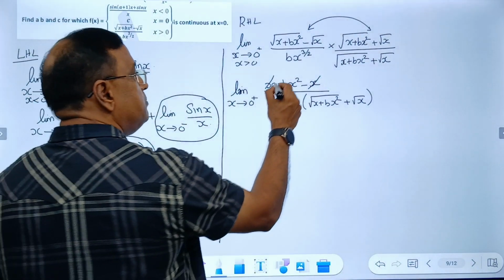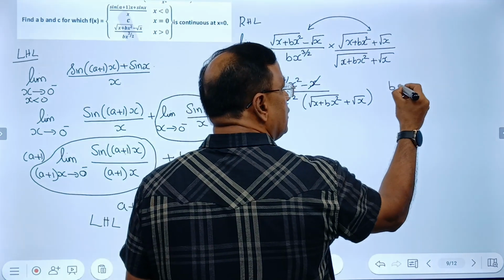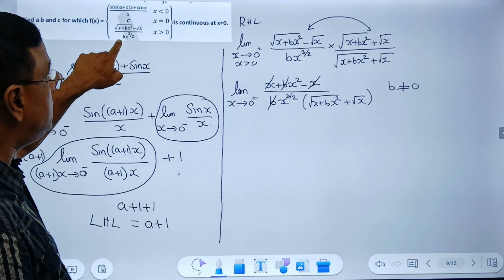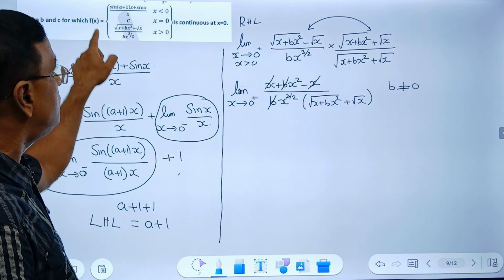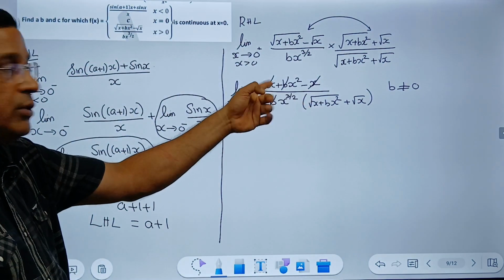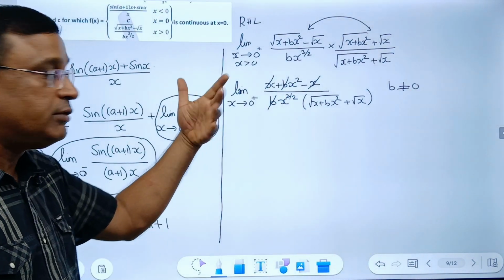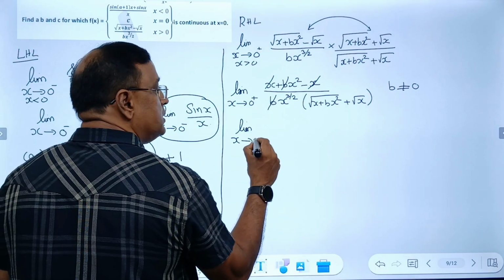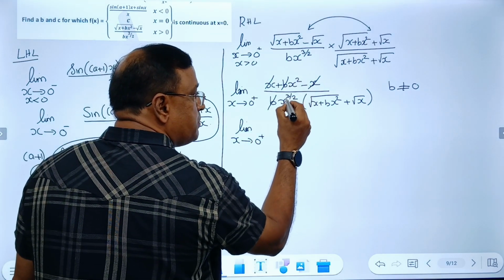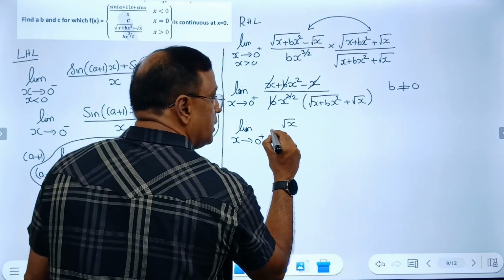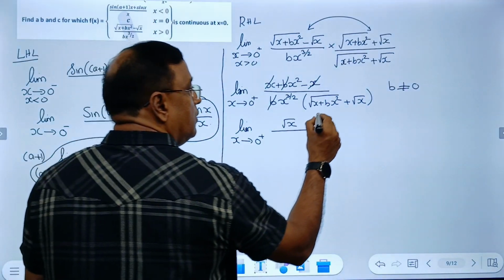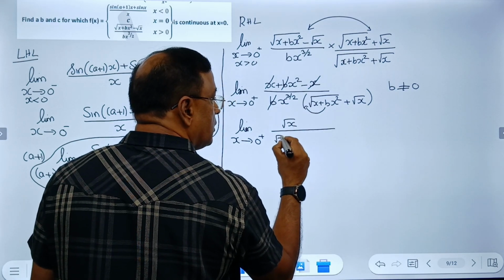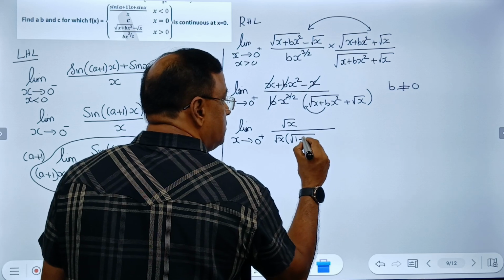Now I am going to cancel b. That means definitely I know b cannot be 0. Because if b is 0, this function will not even exist. You see, in the denominator there is a b. So if b is 0, the function cannot exist. So b can never be 0. Okay. So that is why I am able to cancel it. We should have a reason for everything. Okay. So this is limit x approaches 0 plus x square by x power 3 by 2, which is root x. In the denominator, I will take root x common from this. So what do you get? It will be root of 1 plus bx.